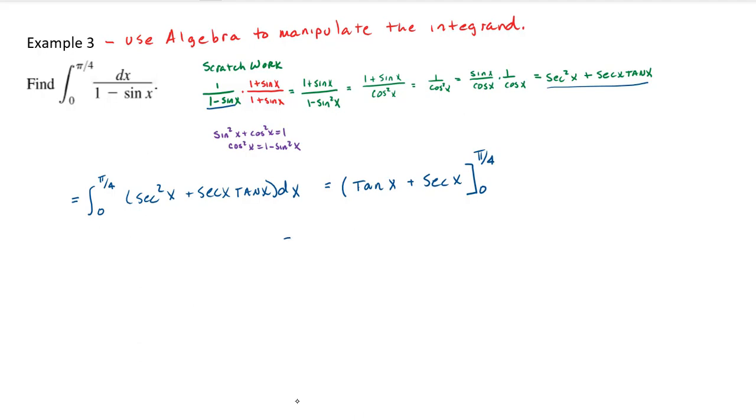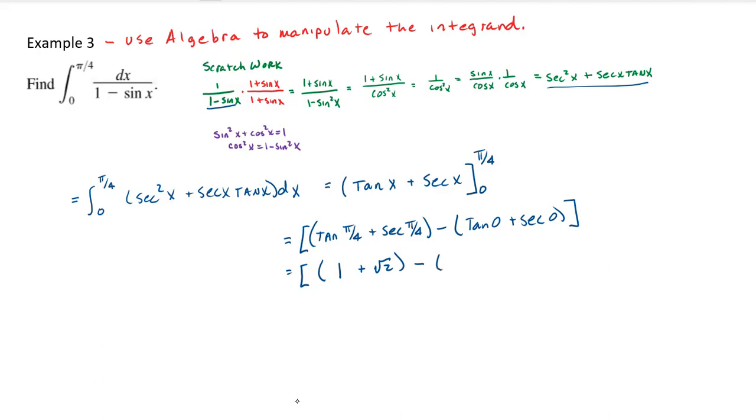When I plug in my upper bound, that gives me tangent of pi over 4 plus secant of pi over 4, minus, and then plugging in our lower bound, tangent of 0 plus secant of 0. What is tangent of pi over 4? 1. Secant of pi over 4 is square root of 2. Tangent of 0 is 0, and secant of 0 is 1. When we distribute the negative, that gives us 1 plus the square root of 2 minus 1, and this just ends up being the square root of 2, because the 1 and the negative 1 cancel out.